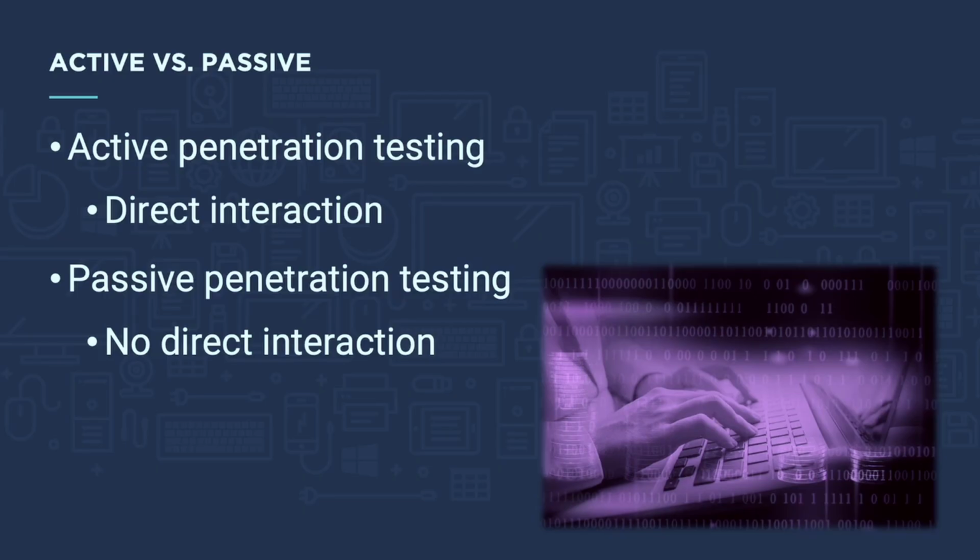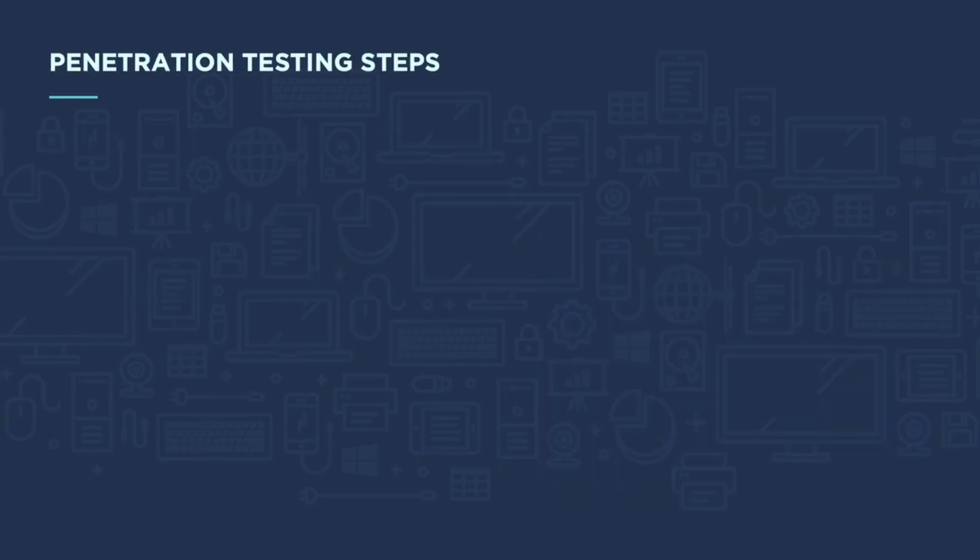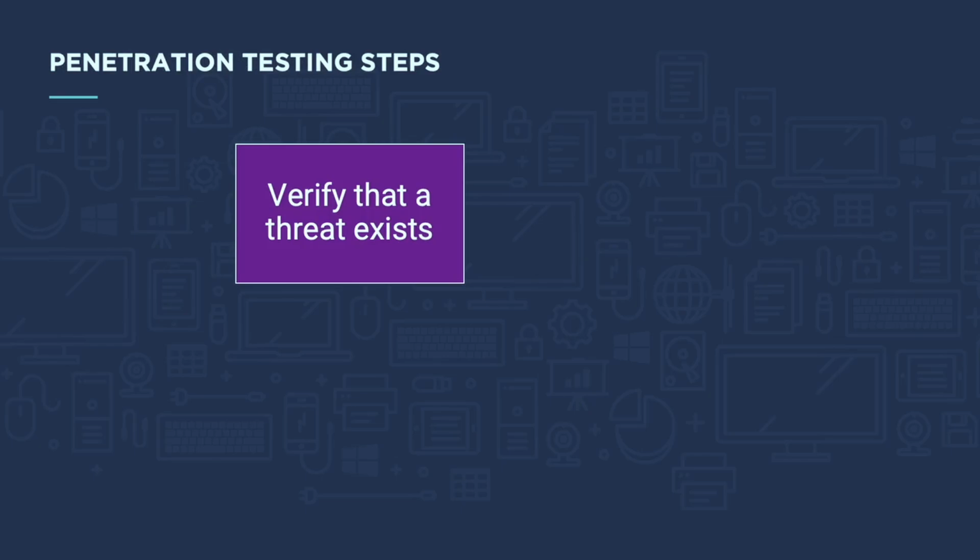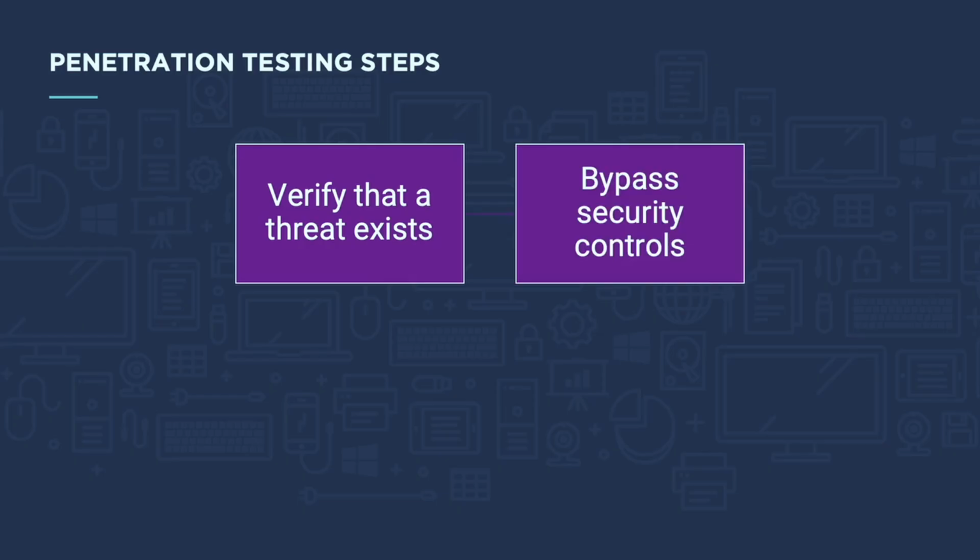Both methods are usually used and are important for a comprehensive penetration test because both active and passive testing methods offer unique perspectives and insights into an organization's security posture. A pen test might involve the following steps. First, verify that a threat exists. To do so, you'd use surveillance, social engineering, network scanners, and vulnerability assessment tools to identify weak spots where vulnerabilities could be exploited. Next is to bypass security controls.